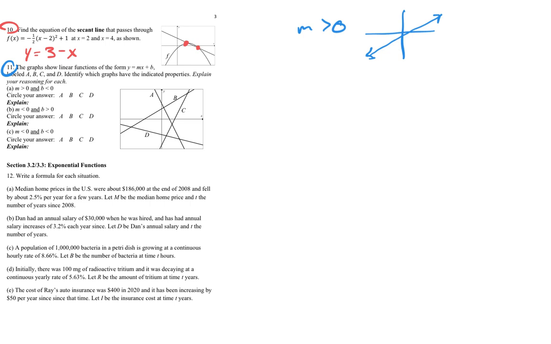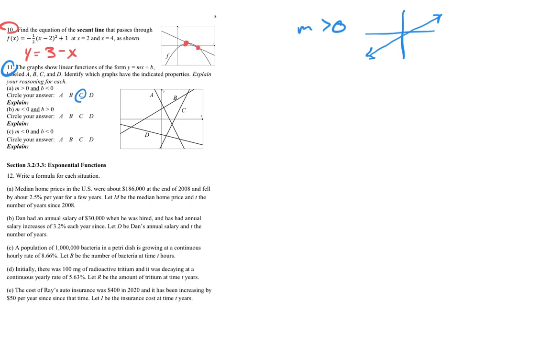So that immediately leaves us with just B or C. And then b is less than 0. If b is less than 0, that tells us where our y-intercept is, which corresponds to something like that. So the only graph that works for this first one is graph C, because C is the one with a positive slope and a negative y-intercept.